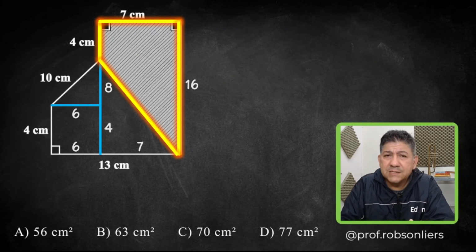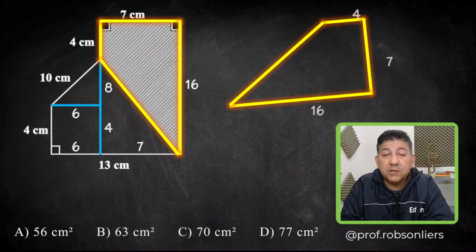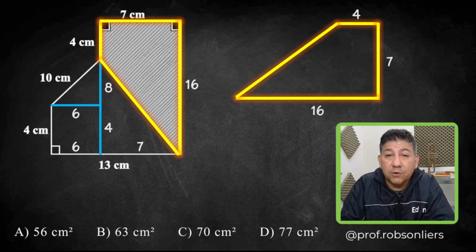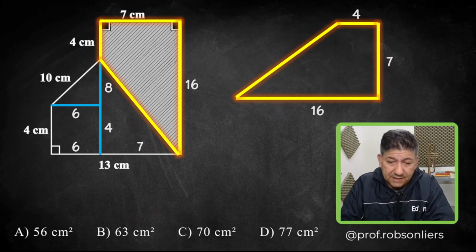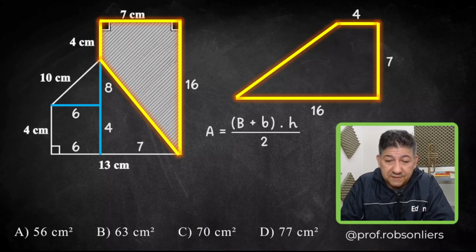What do you mean by that? Well, this trapezoid is on its side, right? If we set it up right here, look. See that the longer base is 16, the shorter base is 4, and the height is 7. To calculate the area of the trapezoid, it's B plus b times the height divided by 2. Where B is the longer base, b is the shorter base, and h is the height.